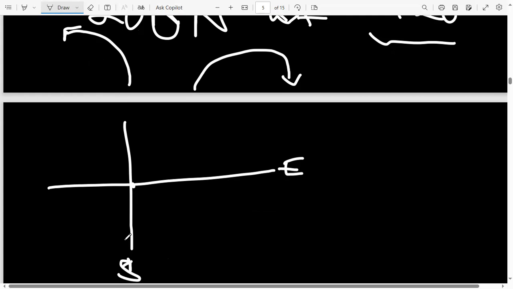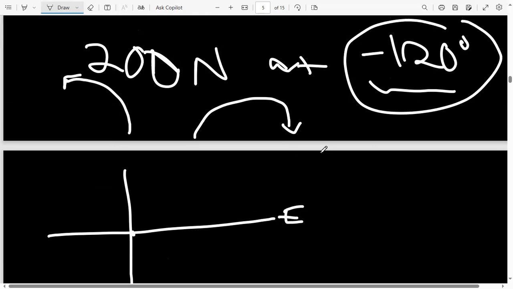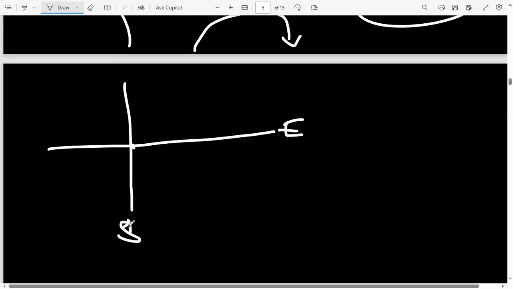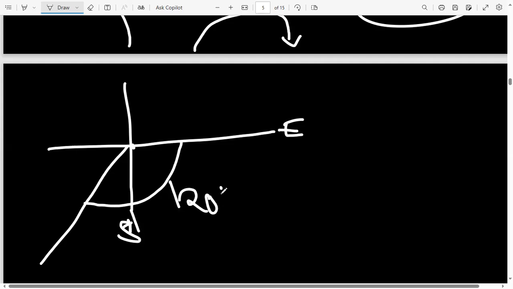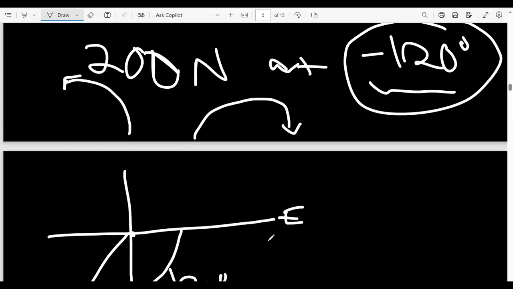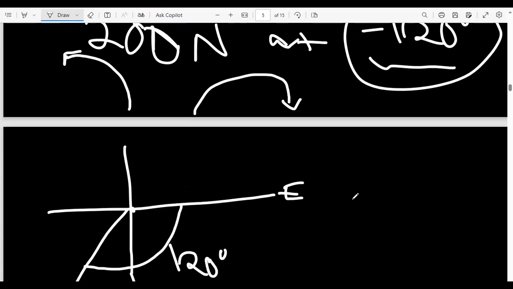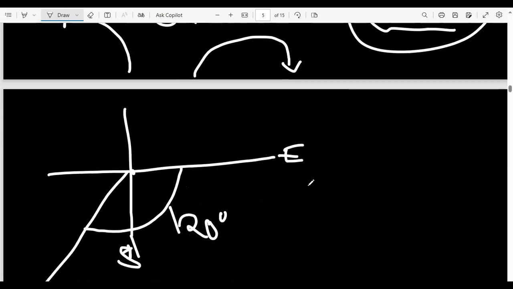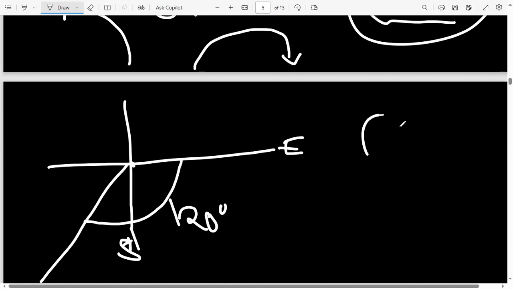90 degrees. If I moved from east to south, I'll move 90 degrees. But this is 120, so it surpasses this south. So it's somewhere there, like there. So we have this angle here being 120. Whenever it's a minus there, we have to move in the clockwise direction like that. So you move in this direction like this.